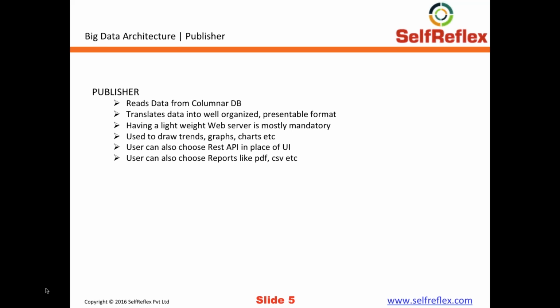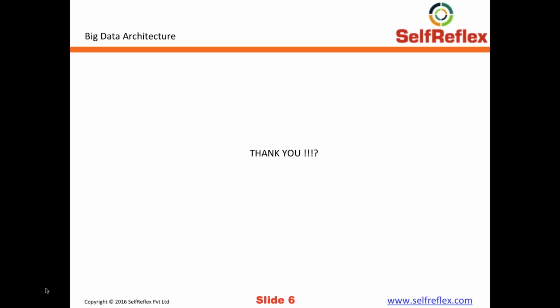By and large, we do not put business logic in the publisher, and the reason is the publisher is supposed to be lightweight. All the heavy lifting is done in the analytics engine. Okay, so guys, this is a very high level overview of your big data architecture and the block diagram, that how do you do it.